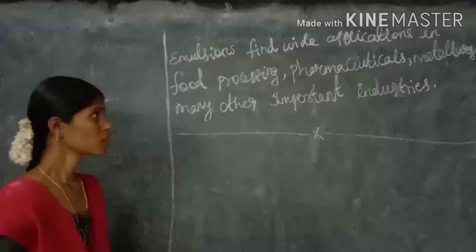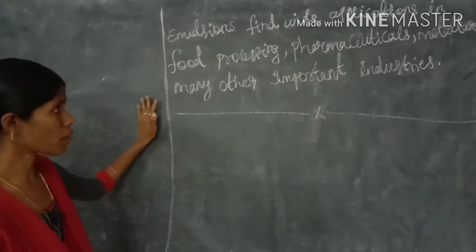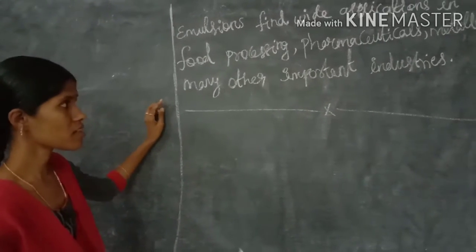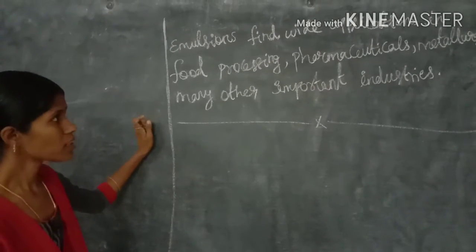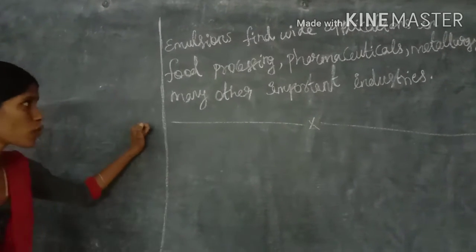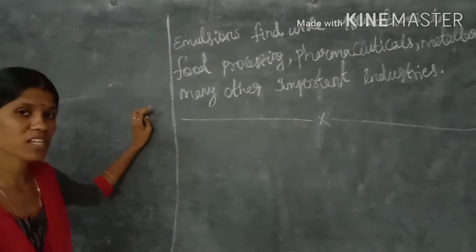Emulsions find wide applications, which means lots of applications, in food processing, in pharmaceuticals, which refers to medicine, in metallurgy and in many other important industries. Food processing we know. In medicine, it refers to things like cough syrups.